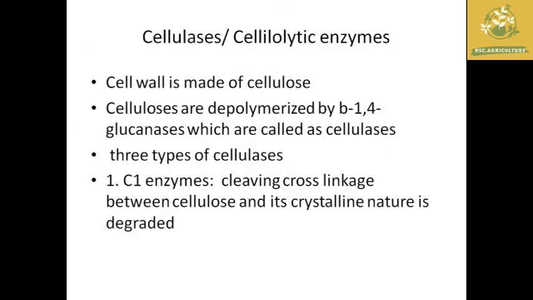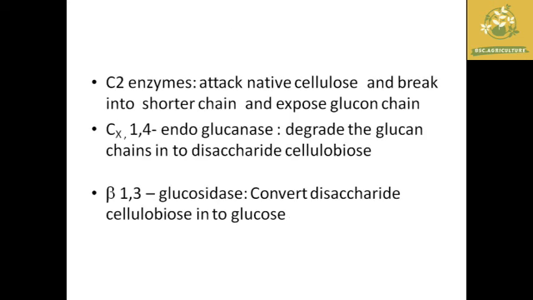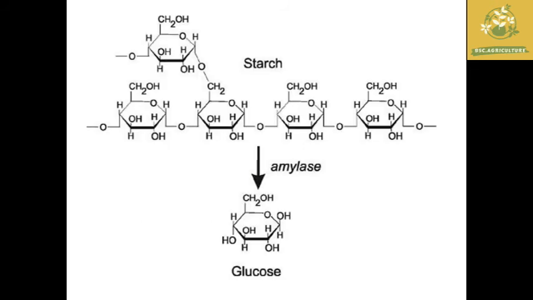After that, we are going to see about the cell wall cellulose. So the cellulase enzymes, there are around three types of cellulase enzymes. The first one is the C1 enzyme, which is used to cleave the cross linkage between cellulose, and the crystalline nature is degraded by the C1 enzyme. And the C2 enzyme is used to attack the native cellulose, so they are able to break it into shorter chains as well as expose glucose chains in between them. So that is how it occurs.